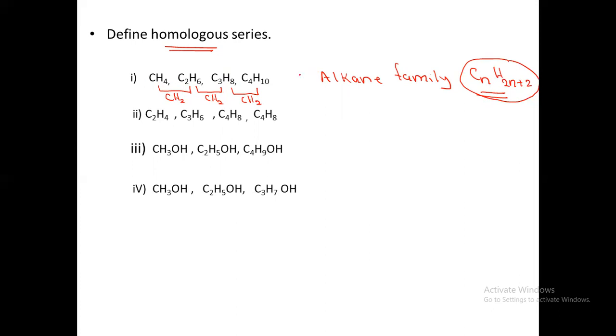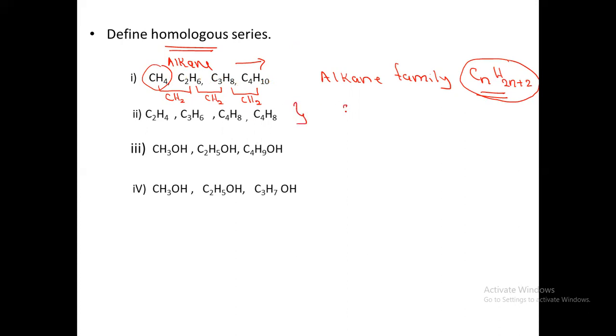If these two conditions are satisfied, the first means all the compounds should belong to the same family, same category. If one is alkane, everything should be alkane. And the adjacent or successive members should differ by CH2. If these two conditions are satisfied, we can call a series a homologous series. Look at the second series.